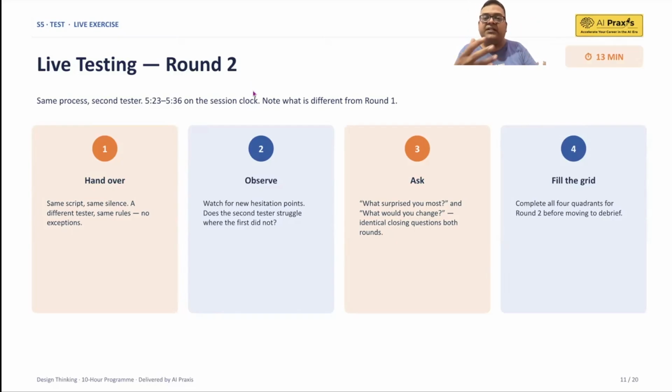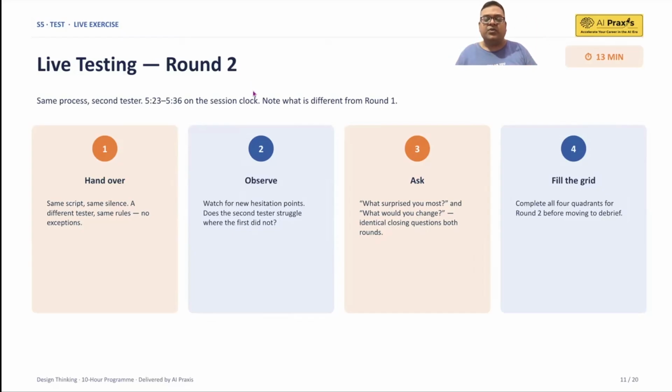After the session, complete the feedback grid for the second tester before comparing it with the first. Avoid combining feedback too early. Keeping each user's observations separate helps you identify recurring patterns more accurately.